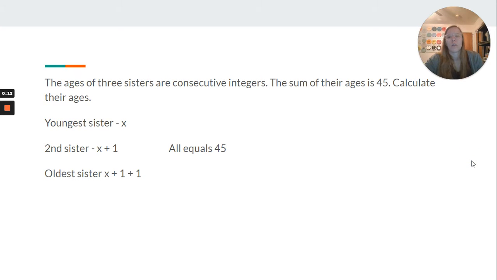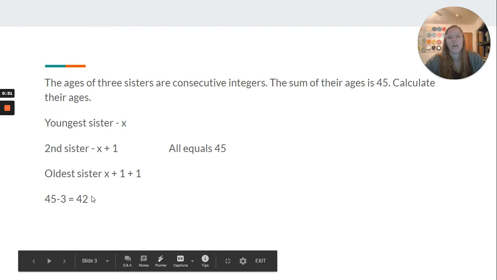So, we have the ages of 3 sisters are consecutive integers. The sum of their ages is 45. Calculate their ages. So the youngest sister would be x, the next sister would be x plus 1, the oldest sister x plus 1 plus 1 or x plus 2. So they all equal 45.